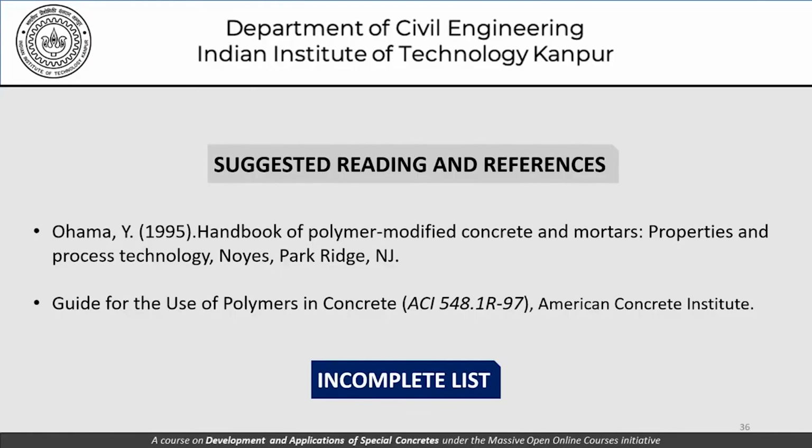So this is an incomplete list as usual of what you could read about polymer modified concretes to enrich yourselves. And should you be interested, you need to know a lot more about the polymerization process, the different monomers that are used, and how they have been used in concrete. The ACI 548.1. That's the ACI committee, the American Concrete Institute committee, which talks about the use of polymers in concrete.